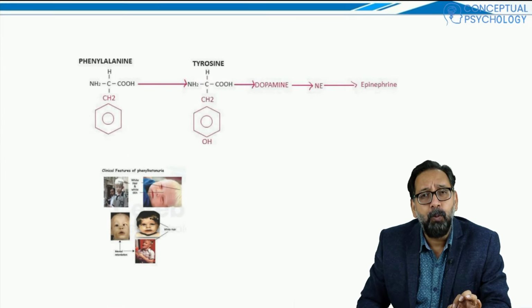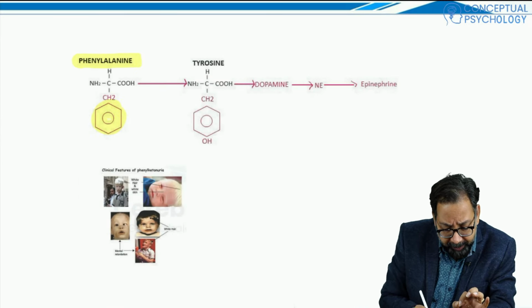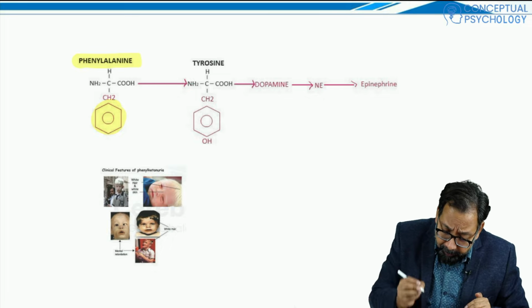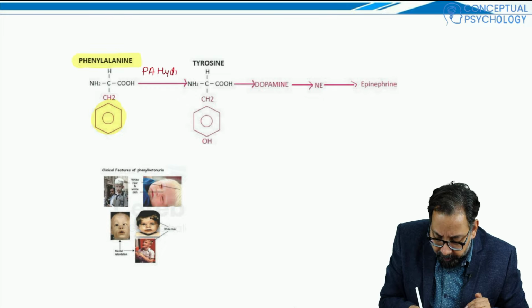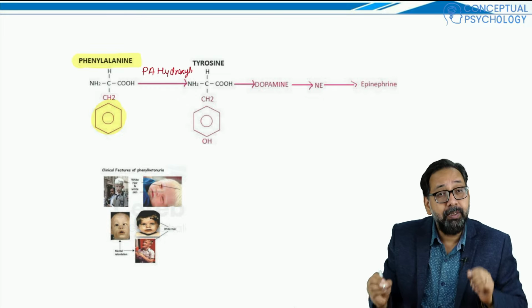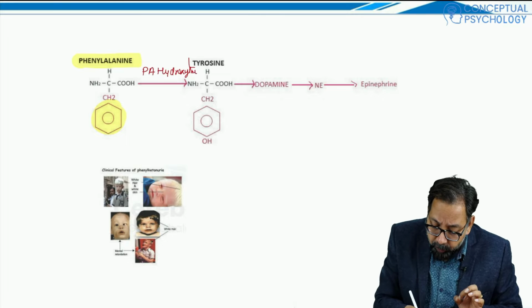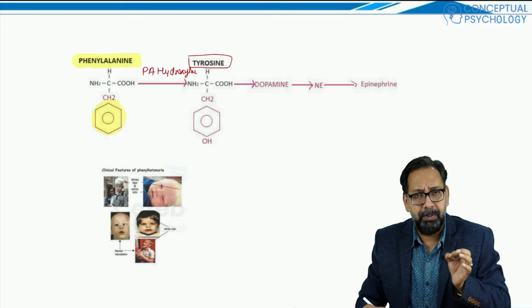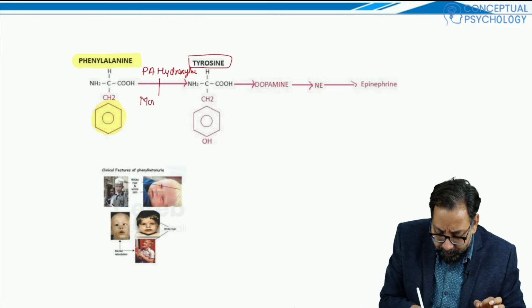Normally, we know that phenylalanine is an aromatic amino acid. This is the aromatic ring. In our body, there is an enzyme. The name of the enzyme is phenylalanine hydroxylase. This enzyme converts phenylalanine to tyrosine. Hydroxylase means joining of an OH group. Another name is monooxygenase.